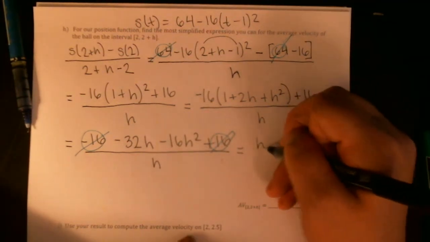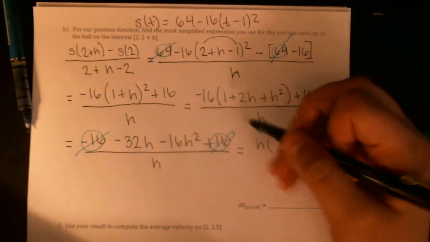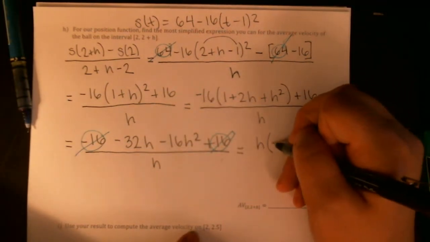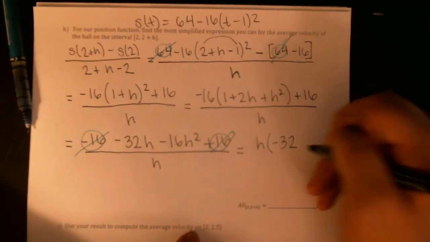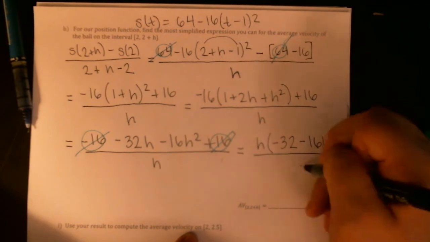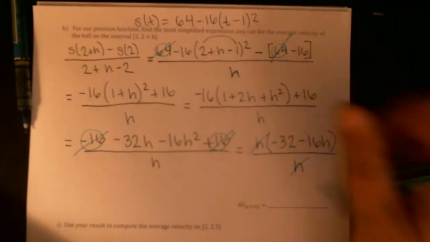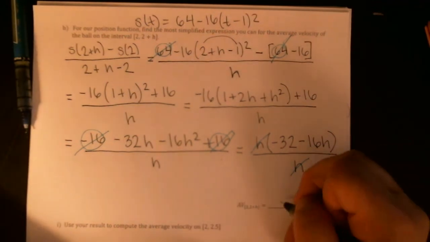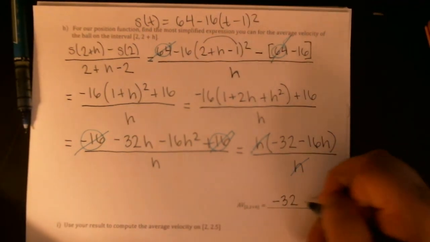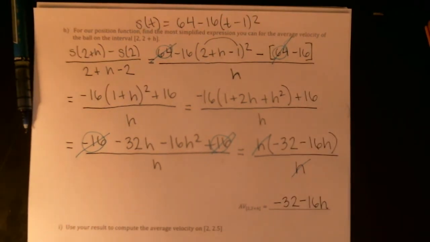So I'm going to go ahead and factor the h out. Again, if you'd like to, you can factor out a negative 16 as well, but it's canceling the h that's really key, so it doesn't really matter. Minus 16h. Okay, and then the h's cancel out, and my final simplified version of this expression is negative 32 minus 16h.